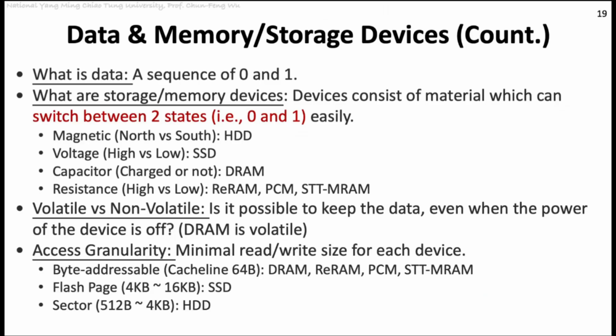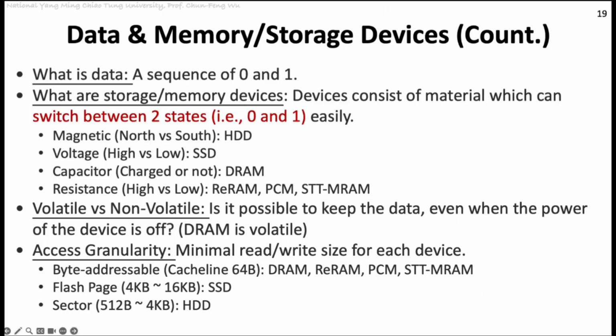And there is another thing called access granularity. It is about the minimum read/write size of each device. If you still remember, I said for memory we are using byte addressable, right? So current memory devices like DRAM, RRAM, PCM, when they are called memory devices, they are byte addressable. They can be addressed at byte granularity.